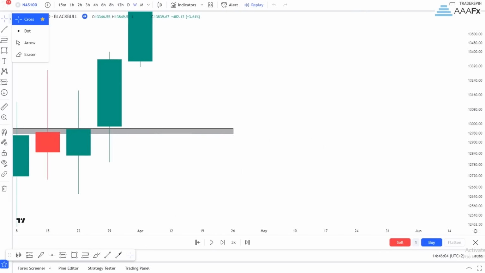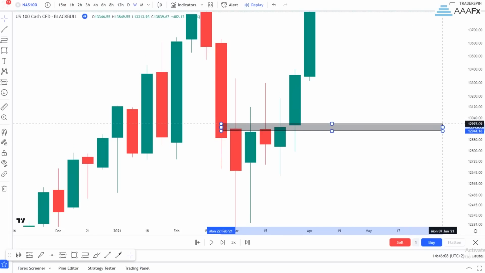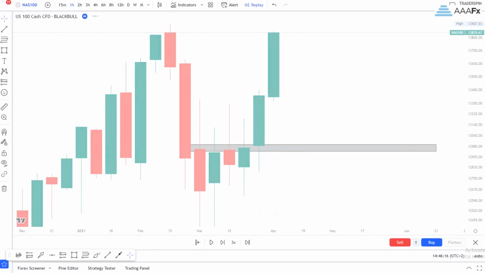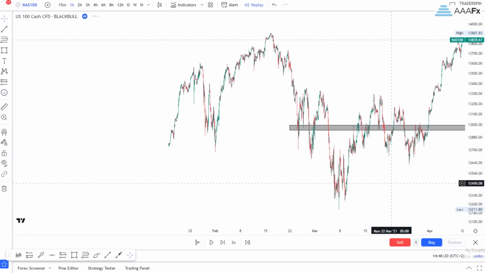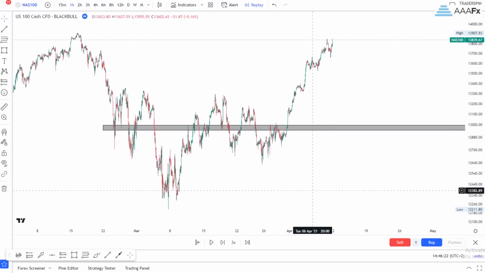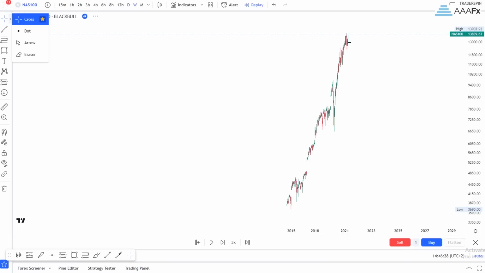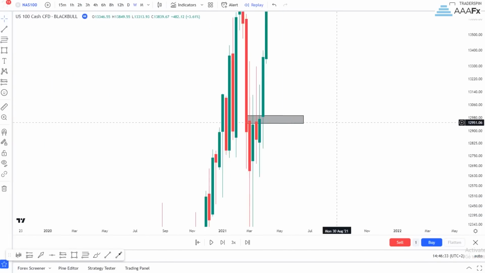So now what is it that we wait for? Let us extend our zone right there. And now let us go over to our 1 hour time frame. Remember that it created, let me just go back to my weekly time frame so that you guys can see that I've now used the replay tool.